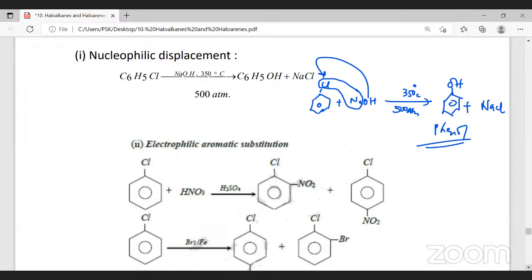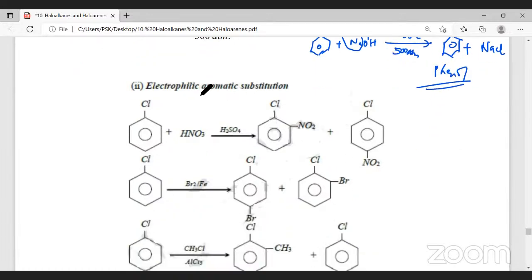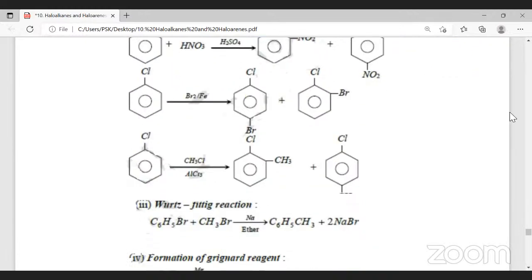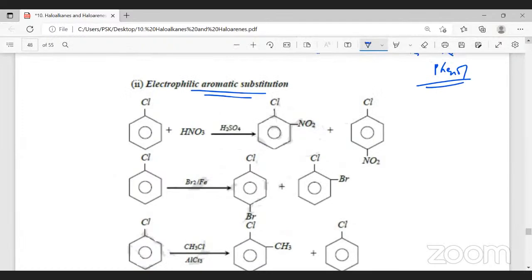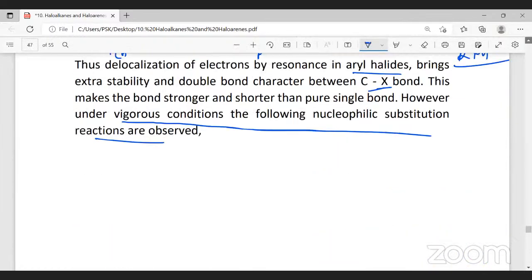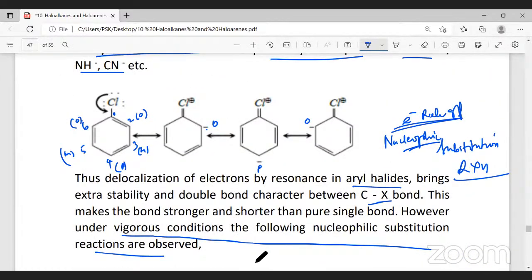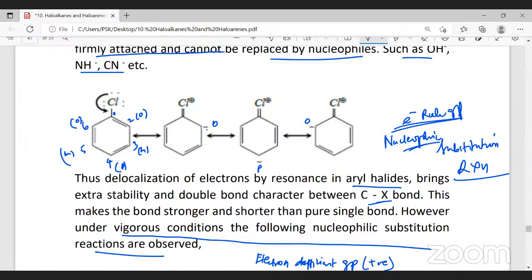Now, the second one is electrophilic aromatic substitution. This electrophilic aromatic substitution is easy. We will learn this quickly. Electrophiles are electron deficient groups, generally positively charged. We learned one electrophile today, that is chloronium ion, Cl plus, in the chlorination reaction.